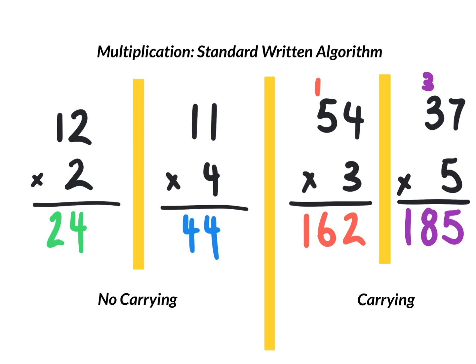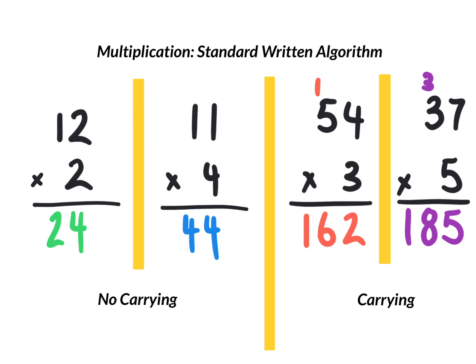When we're multiplying 54 by 3, we look at the ones column again, we say 3 times 4 is 12. We put the 2 down in the ones column and we carry the 1 over to the tens column. We then say 3 times 5 is 15, plus 1 more is 16, and we put 16 down next to the 2. So we have 100, 6 tens and 2 ones. 54 times 3 is 162.